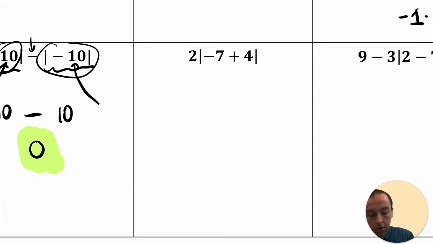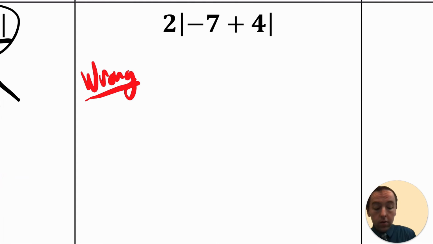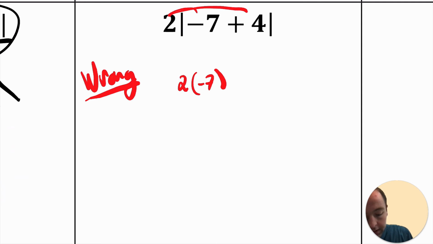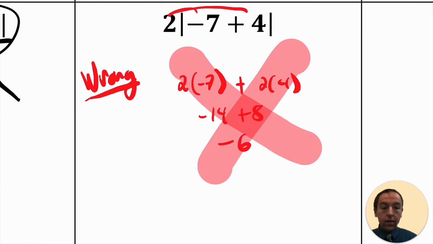Excellent. Okay, with this one, I want to point out that this is going to be the wrong way of doing the problem first, because probably what you might want to do is distribute, and this ends up being wrong. So again, I'm doing this incorrectly right now, guys. If you were to do this the wrong way, you would get 2 times -7, plus 2 times 4, which would be -14 plus 8, which would be -6. And all of that is the wrong way of going about this particular problem.